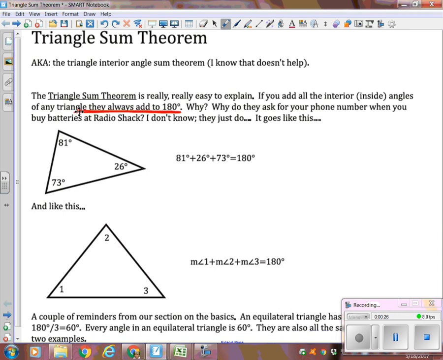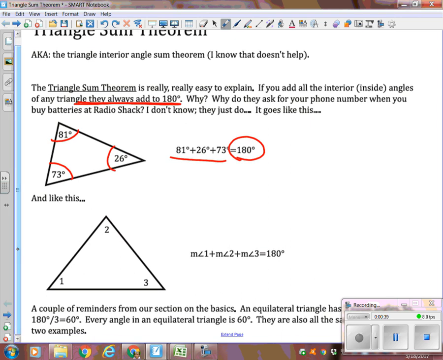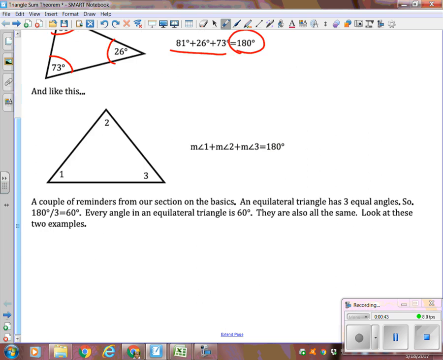Now, I don't think this is new at all. Simply 81 plus 73 plus 26, if you add those up, you end up equaling 180 degrees. That is pretty quick, pretty simple. There's a couple of things I need to point out just to make sure you can see all the figures you need to see and you know what to do. A couple of reminders from our section on the basics.